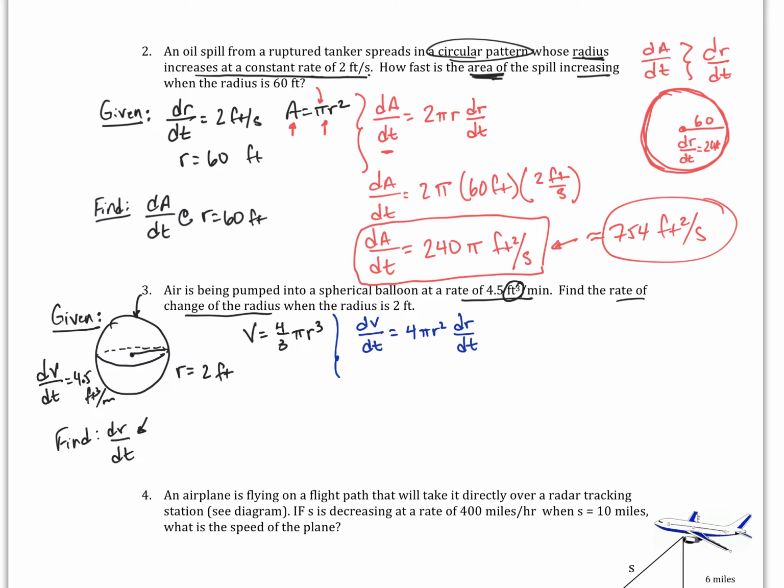All right, what values do I know? I know dV/dt. Plug that in. 4.5 equals 4 pi. I know r. That's 2. I'm solving for dr/dt. That's what you're looking for.